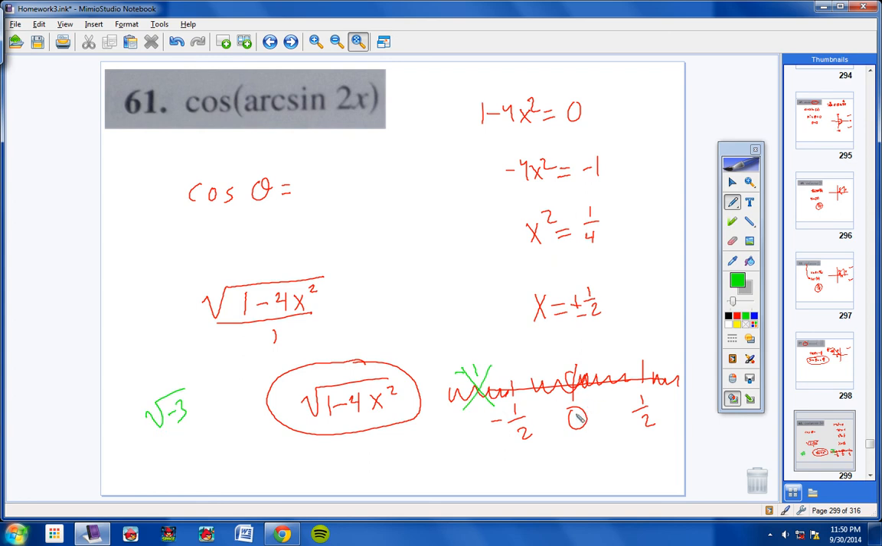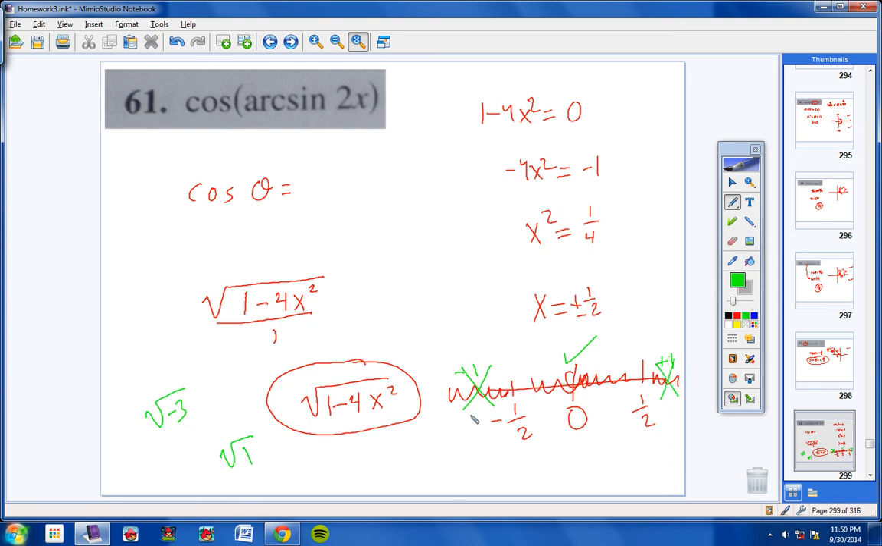Then you put 0 in for x, and 0 does work. 0 squared times 4 is 0. 1 minus 0 is 1, so you get the square root of 1. That works. And then over here you test positive 1. Put a 1 in, 1 times 4 is negative 4, and you end up getting the square root of negative 3.